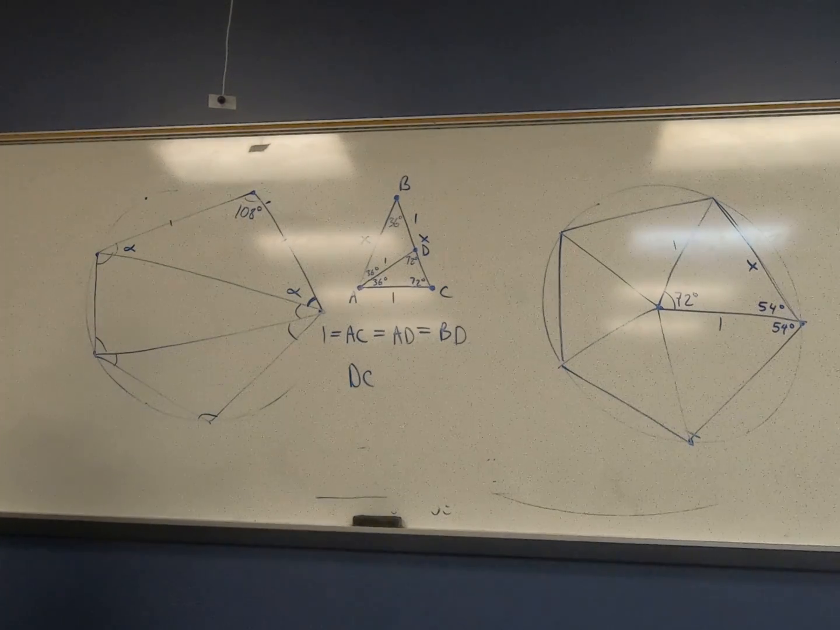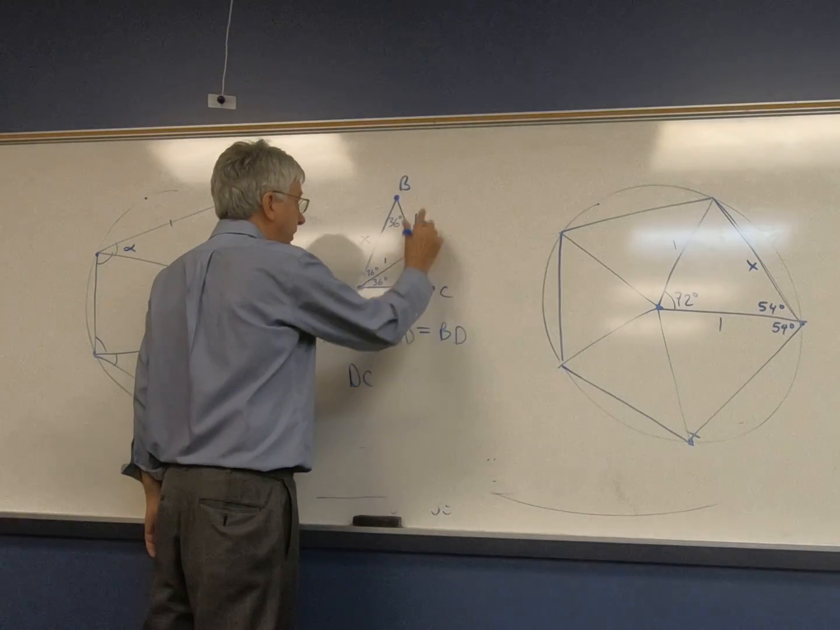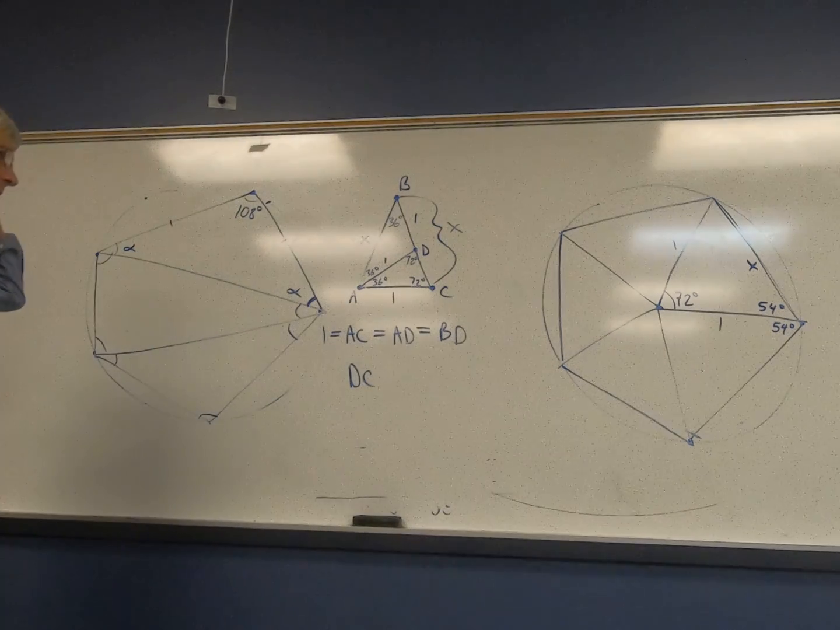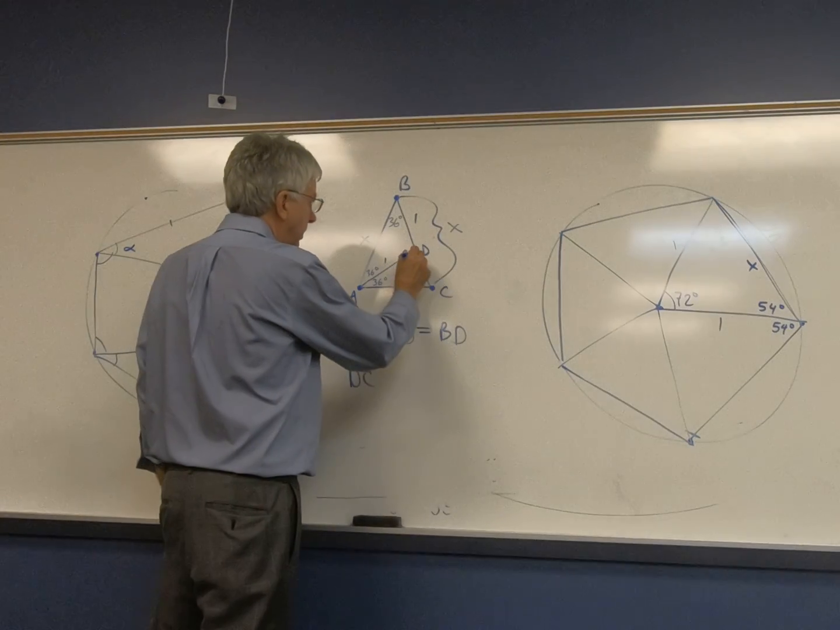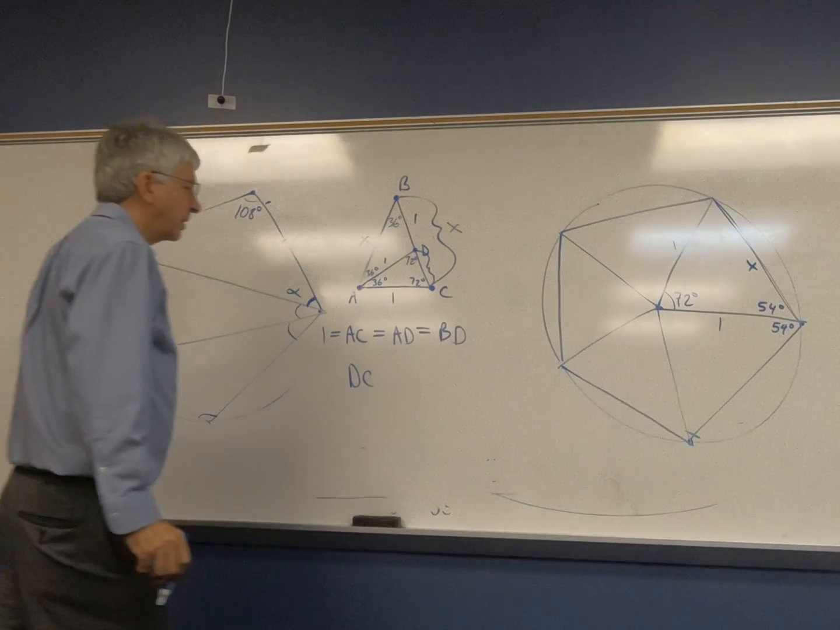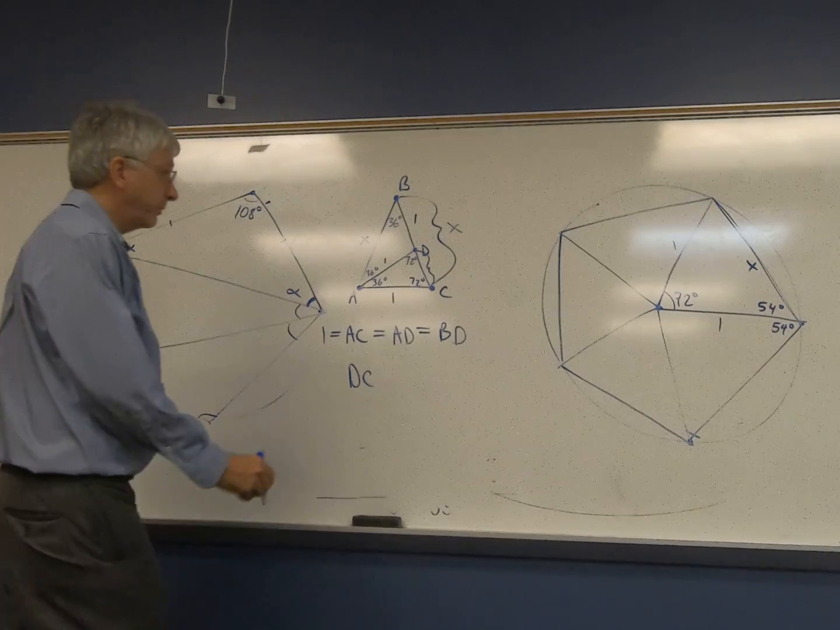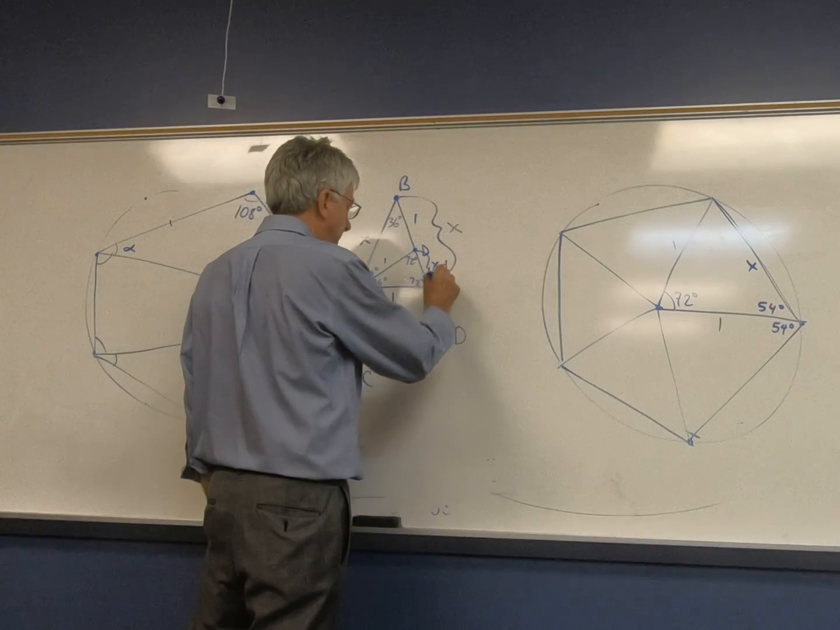So what does that mean DC is? It means that this whole side here is x, right? Yes. So what's this little piece here? x minus 1? Yeah, take 1 away from x and you've got what's left over, x minus 1.